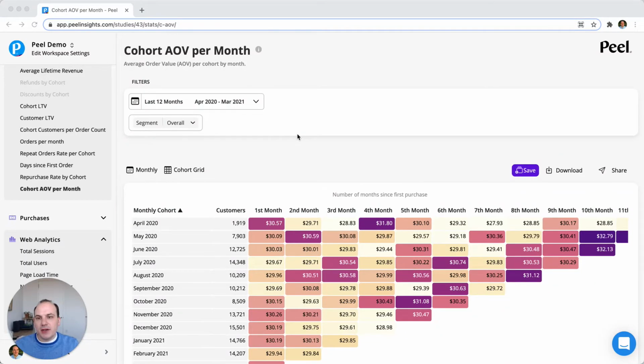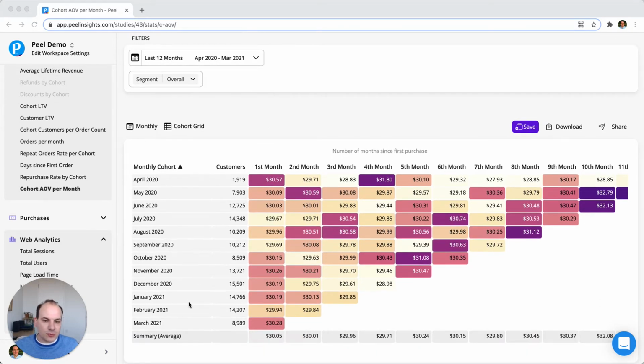Hi, in this video I'm going to cover cohort AOV per month. AOV stands for average order value, and in this metric we look at it by cohorts. We have another metric that you're familiar with, the linear one where we look overall. This metric looks at one more dimension, which is the cohorts.